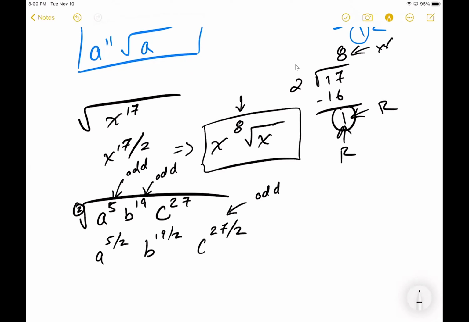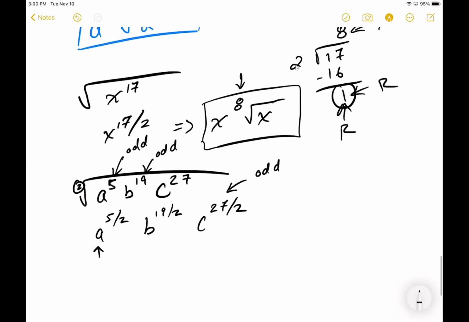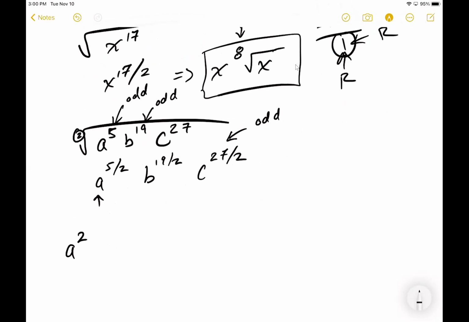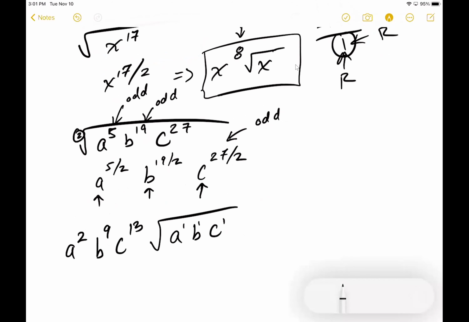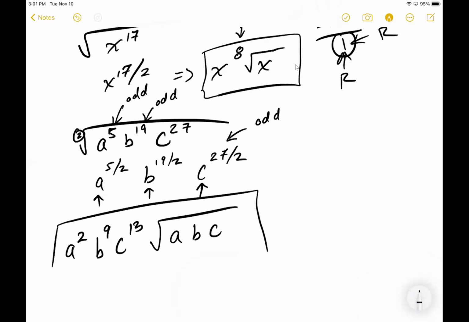So how many a can you bring to the outside, to the second power? How many b can you bring to the outside? b to the 9 power, because 2 times 9 is 18. How many c can you bring to the outside? 26 divided by 2 gives me 13. So in this case, you have 1 a, 1 b, and 1 c. There will always be one left over on the inside, but we don't write 1. We just know that there is a lonely leftover number.